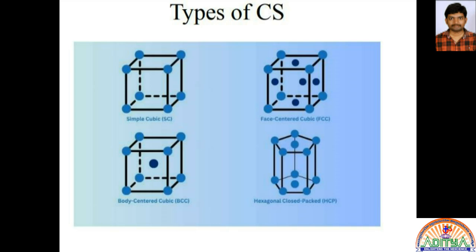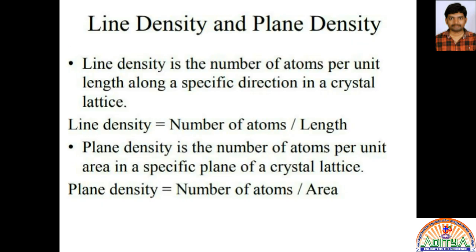So the next topic in our syllabus is line density and plane density. So coming to one by one, line density and plane density are very important concepts in understanding the crystal structure of materials. So first of all, line density. Line density is the number of atoms per unit length along a specific direction in a crystal lattice. So that means line density is equal to number of atoms divided by length. Okay, number of atoms divided by length.